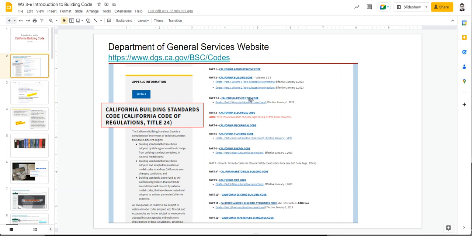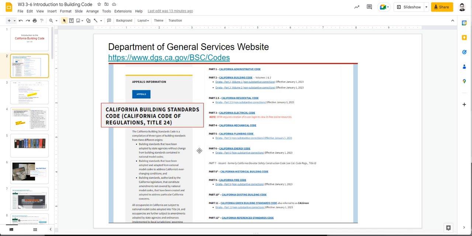California Residential Code, solely focused on residential buildings. Then we got the electrical code for part 3, mechanical code for part 4, plumbing code for part 5, energy code for part 6. Part 7 is not used. Historical building code is part 8, fire code is part 9, existing building code part 10, green building code is part 11, and reference standards, that means the codes that are used, is in part 12.